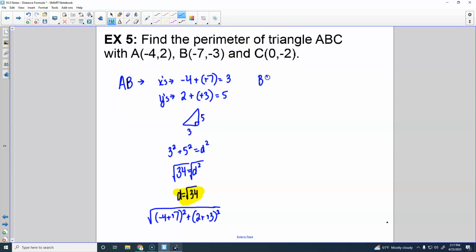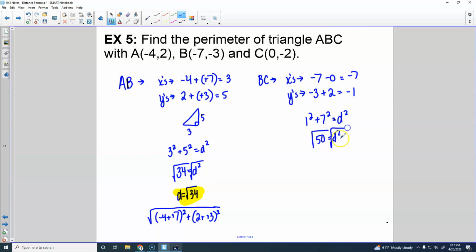Now we've got to do the same thing for BC. Again, I'm going to do it both ways just so you see both ways. You don't have to do it both ways. Pick which one you like best. If I subtract my x's here, I'll have negative 7 minus 0, which will give me negative 7. Subtract my y's, I'll have negative 3 plus 2, give me negative 1. So that's going to be 1 squared plus 7 squared equals the distance squared. That's going to be 50 equals the distance squared. I will square root both sides. So my distance here equals the square root of 50.